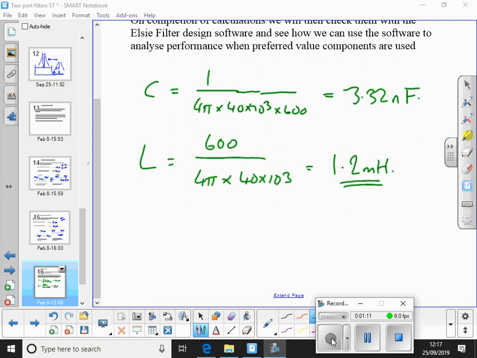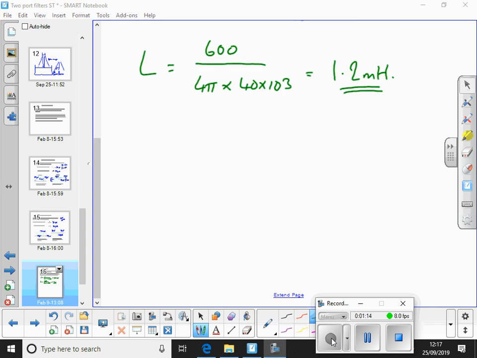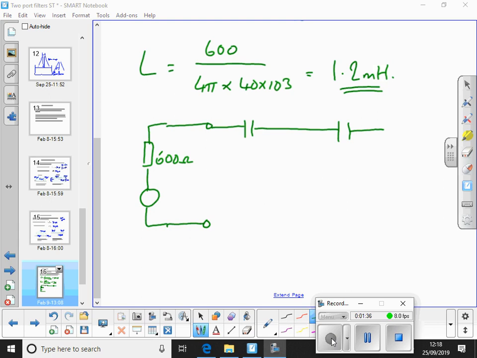Yep. So that would give us an ideal circuit that looks like this. Here's our source that we want to put into it, and that's designed to be 600 ohm source impedance. There's the input terminals of our filter. We've got 2 series capacitors, output terminal, 1 shunt inductor. Ideally 1.2 millihenries, and I think out of our components box you would get a 1.2 millihenry inductor.